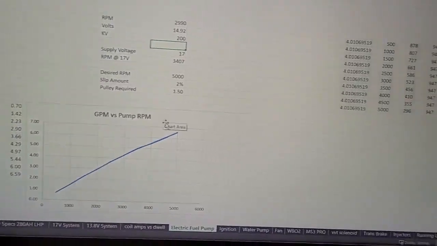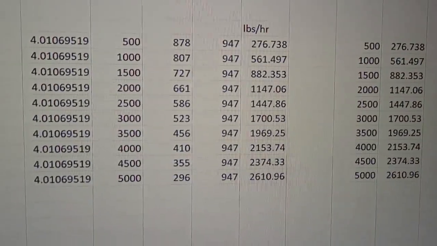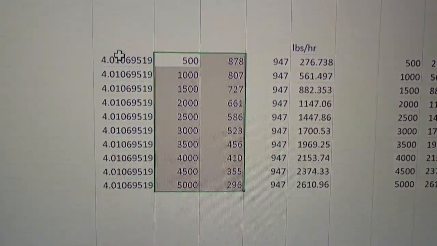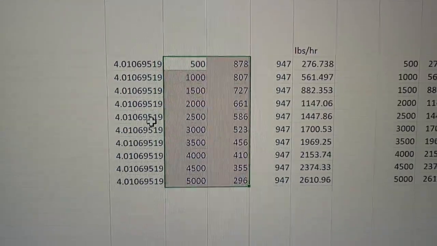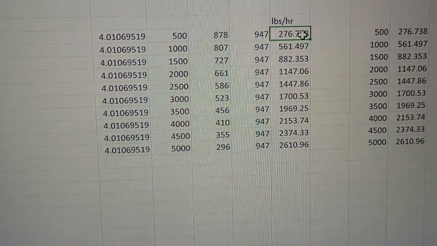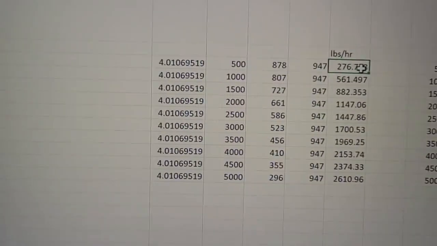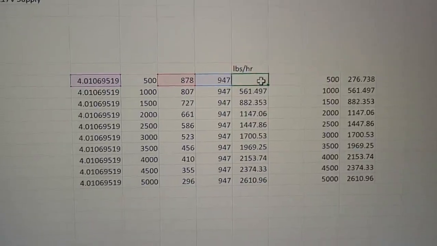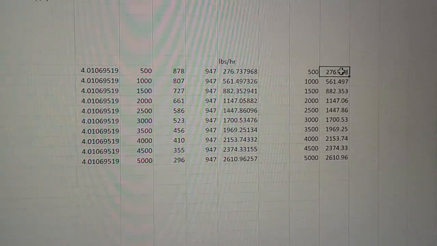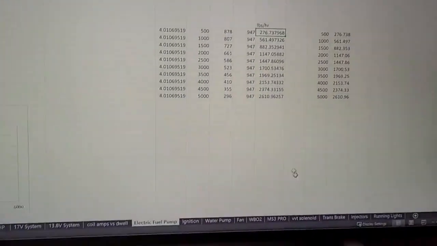We went into Excel. Yeah, I believe that's over here. These were the numbers. Now we calculated the slope earlier, and it was this number. And this was the offset, so basically 0 was 947. So to calculate pounds per hour, you just take the difference in those two and multiply it by the slope. So that equation gives you pounds per hour. And once we had that, we converted it to gallons, and that was the answer.